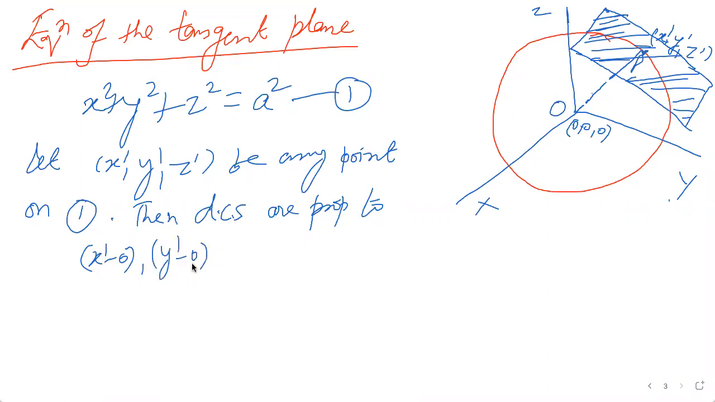So they are proportional to x dash, y dash and z dash, I can say they will be the DRs. That means you can say x dash, y dash and z dash are the direction cosines of OP.